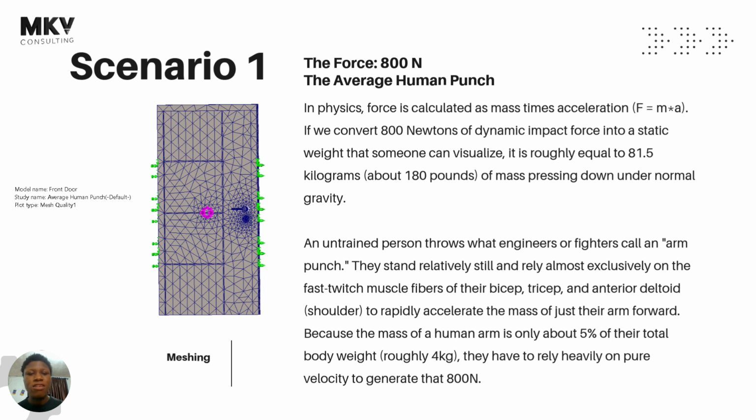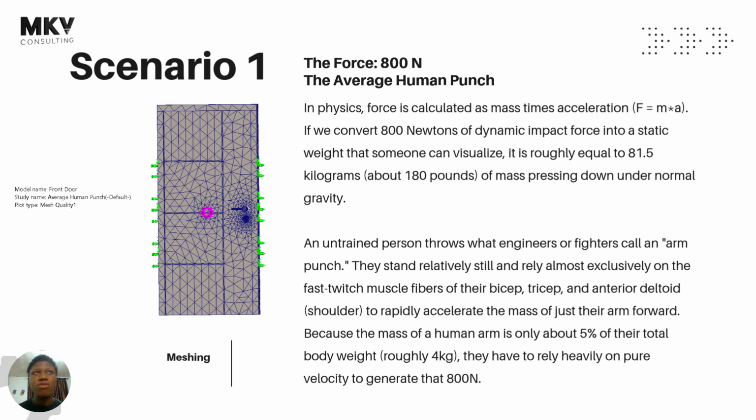Now, let's start with the first scenario. In terms of physics, the untrained human being throws what engineers call an arm punch. This is not a trained punch, it's just you throwing your punch and slamming your hand into it, delivering on average 800 newtons of force, without any external support, just basically punching.